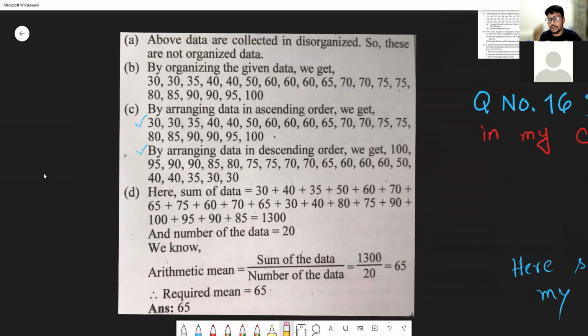Now right here, number A, B and C all answers, are they visible to you? Yes. Now complete the answer. I will give you a total of 10 minutes. I think there is no need to write answer B or answer C here.